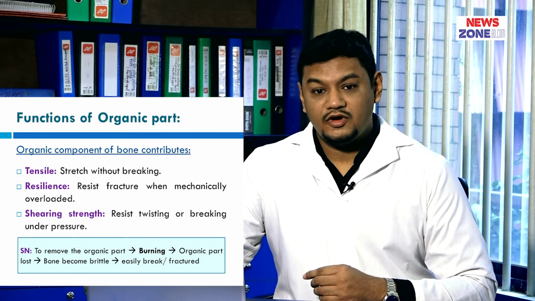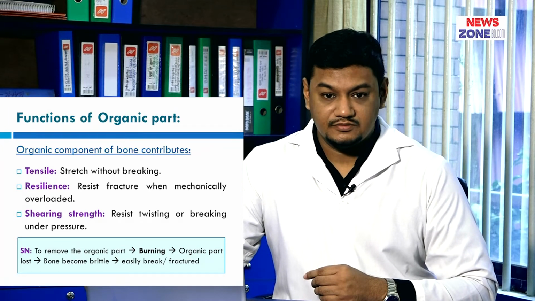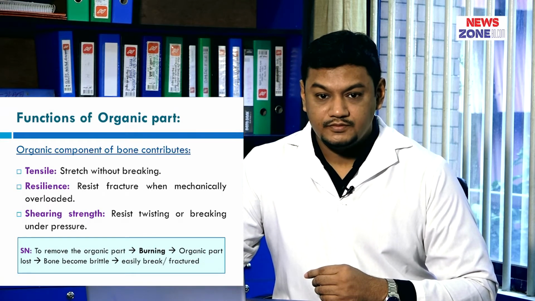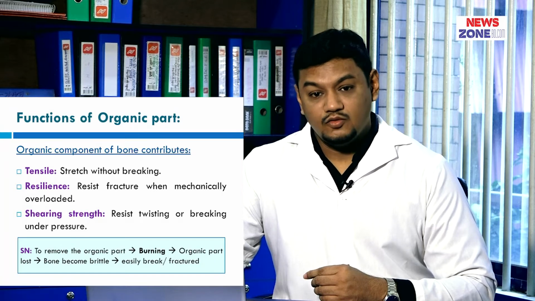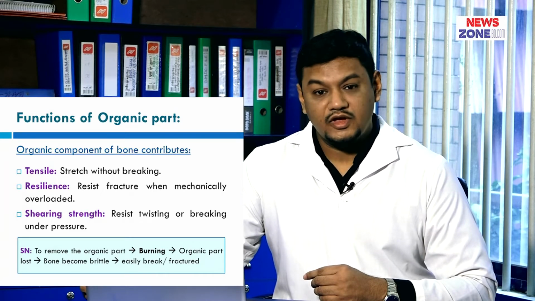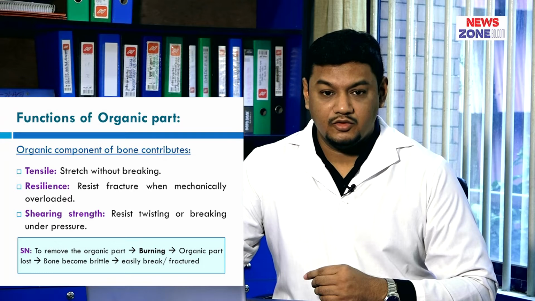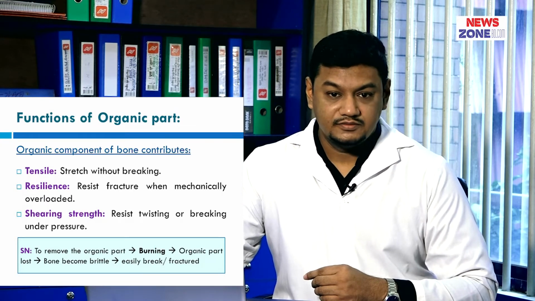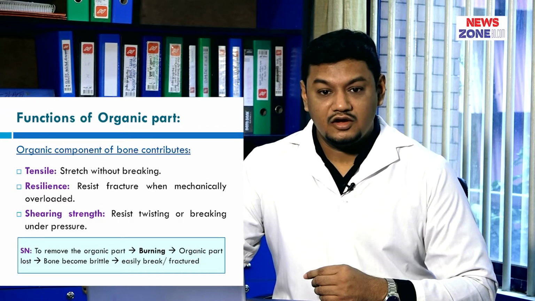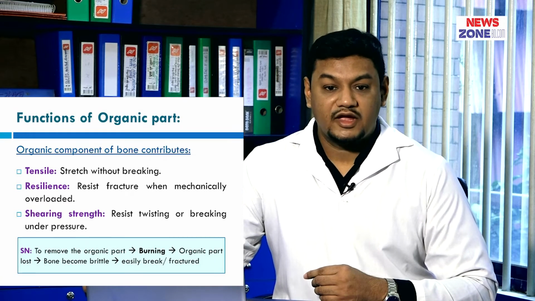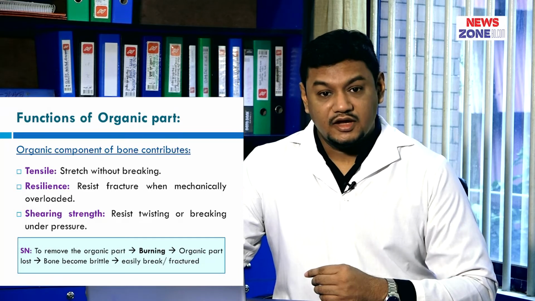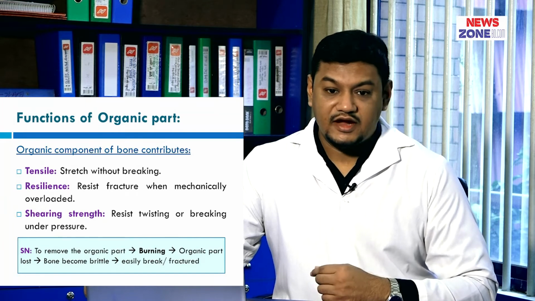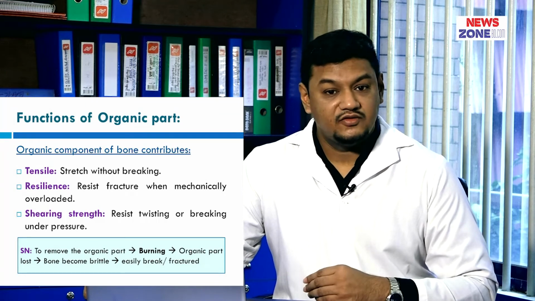Now, there is important and interesting things you may be asked in your exam. If you want to remove the organic part of the bone, then what you have to do? Yes, when you want to remove the organic part of the bone, you can burn the bone. If you burn the bone, the organic part will be burned out and the bone became brittle. Even with a single knock, the bone will be broken easily. So that is the thing. In the older age, this organic part of the bone is usually decreased, and that's why in the older people the fracture is very common.